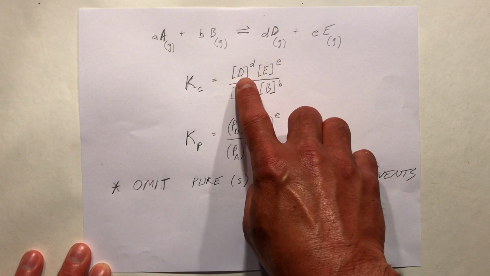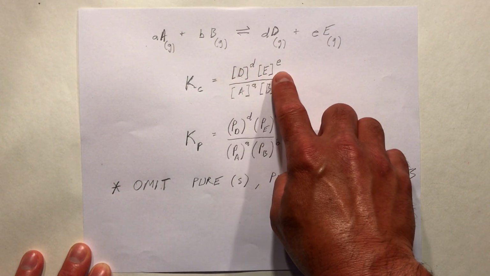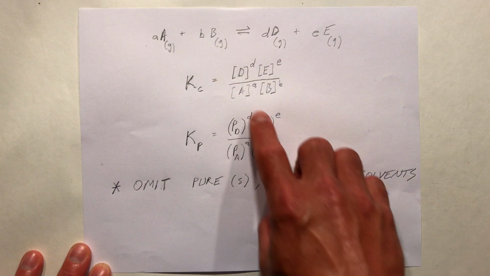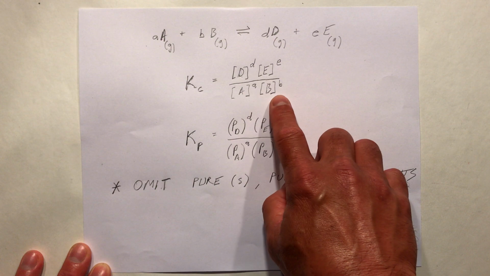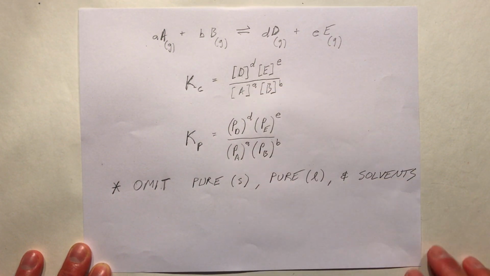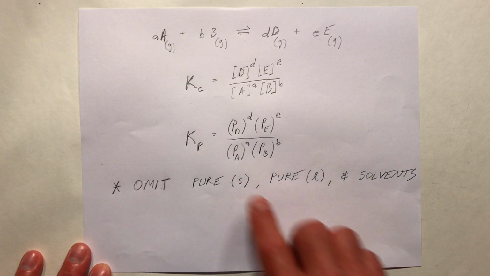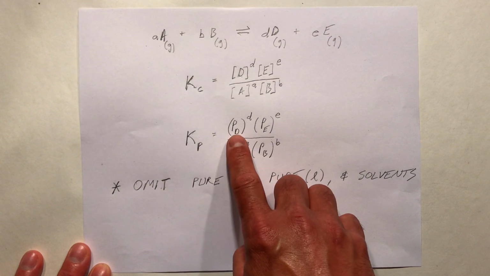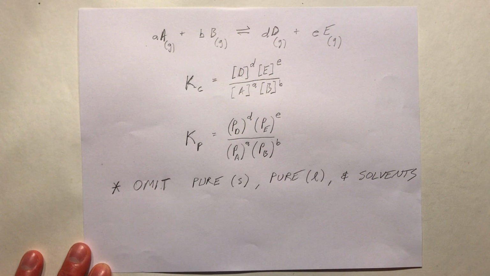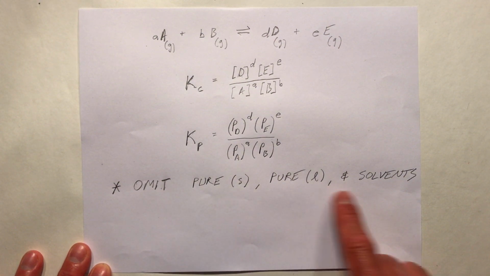So, the product of the concentration of the product chemicals raised to the power of their stoichiometric coefficients divided by the product of the concentration of the reactant chemicals raised to the power of their stoichiometric coefficients. Now, if we want to express KEQ with pressures, or Kp, we just use partial pressures for each one of the chemicals instead of concentrations. Once again, omit pure solids, pure liquids, and solvents from the Kc or Kp expressions.